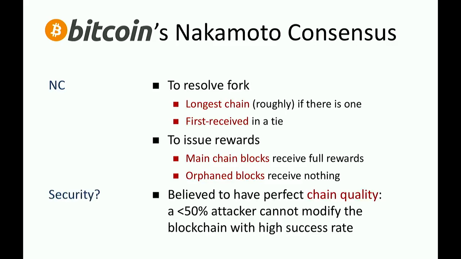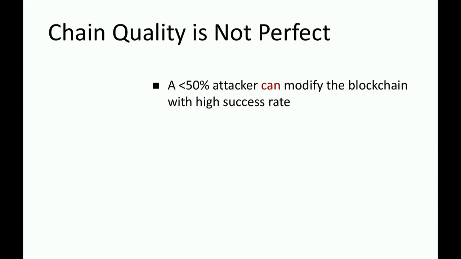Is it secure? In Nakamoto's original analysis, it is believed to have perfect chain quality. Namely, an attacker who controls less than 50% of total mining power cannot modify the blockchain with high success rate. And we all know that is not true. An attacker actually can modify the blockchain with high success rate. So what? So let it be.